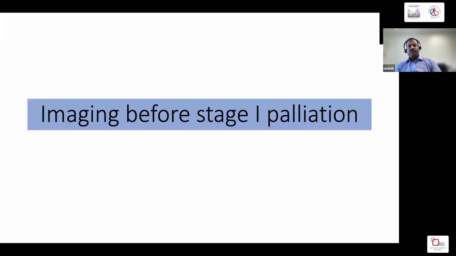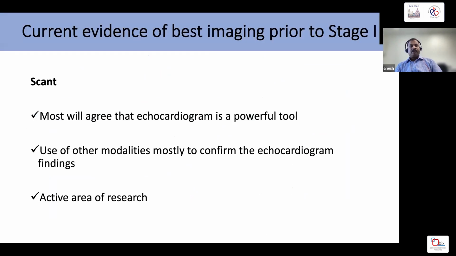Moving on to imaging before stage 1 palliation. The current evidence is very scant, but most of us will agree that echocardiogram is a powerful tool which will help us identify the sequential segmental anatomy and management can be based on that. We use other modalities mostly to confirm the echocardiogram findings, or if echocardiogram does not completely allow us to image all the structures. This is an active area of research.